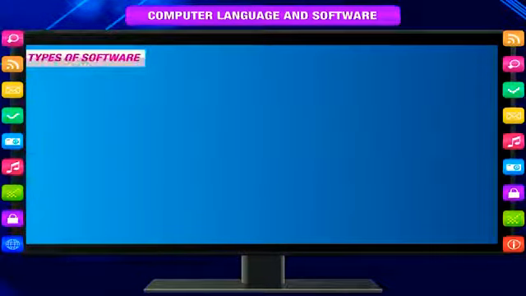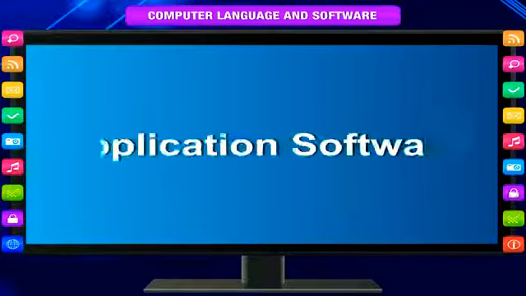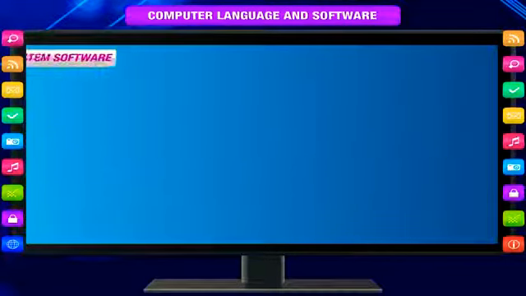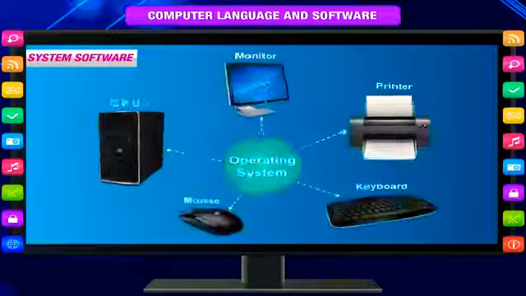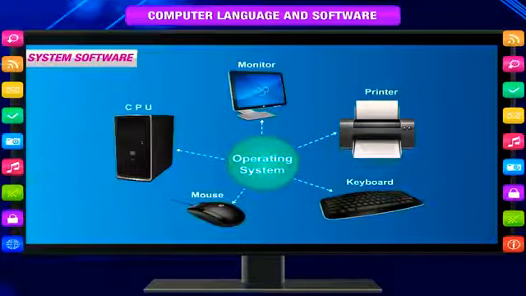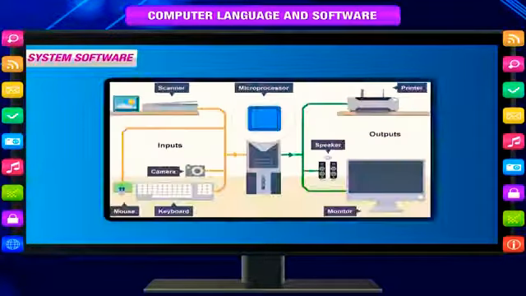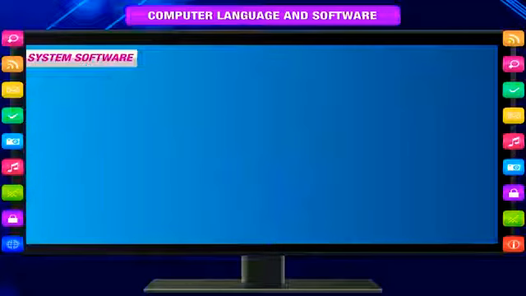Types of software. System software, application software. System software. System software or operating system is the software used by the computer to translate inputs from various sources into a language which a machine can understand. It is a set of programs that controls all the operations of a computer system.